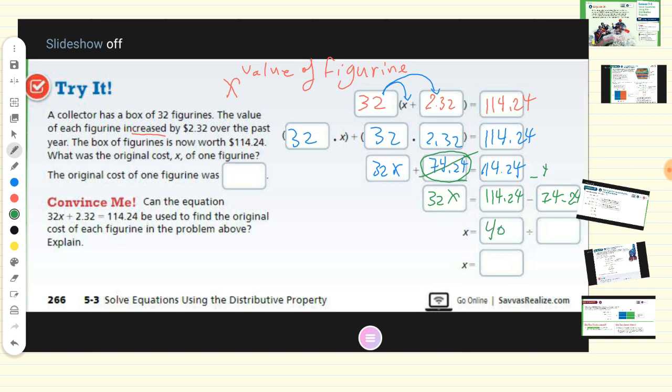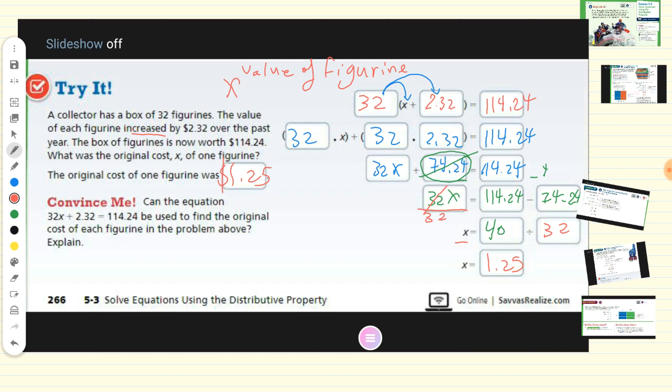Then the second step is what? Dividing. Yes. Dividing both sides by 32. Here it will remain only x, and 40 divided by 32 equals 1.25. So the value of x, the value of each figurine before, was 1.25 US dollars. Okay?